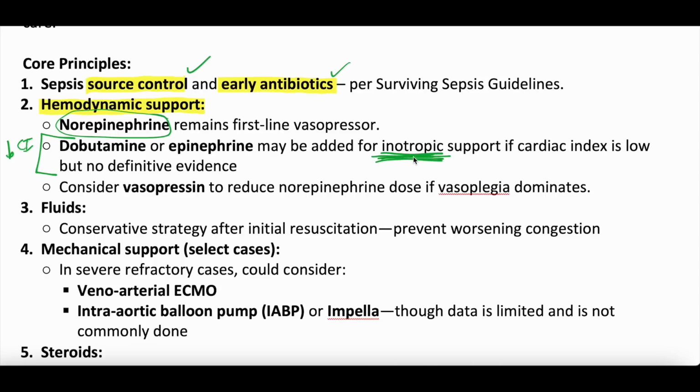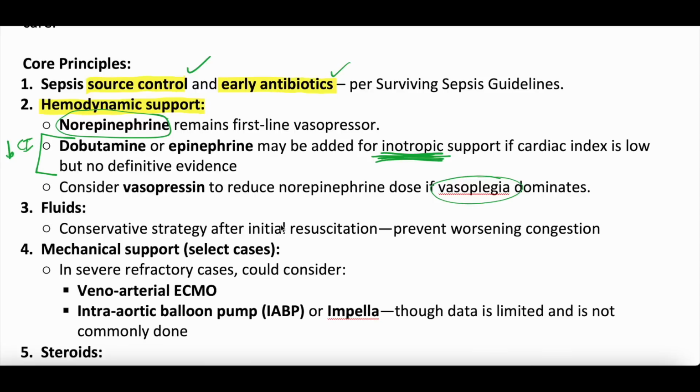Certainly no definitive studies out there that support this, but every patient's different and has not been studied in a robust way, so it wouldn't be unreasonable. And then vasopressin is a nice adjunct here, especially if this is kind of vasoplegia dominant.